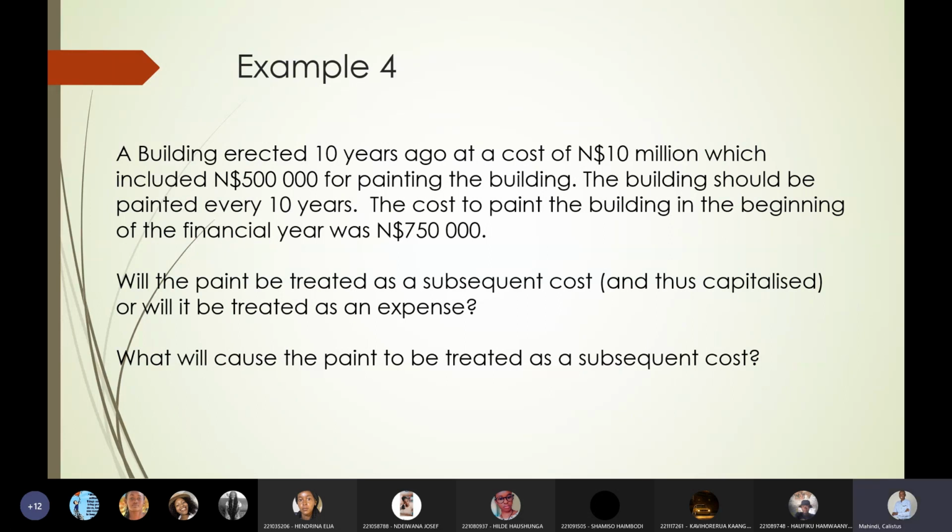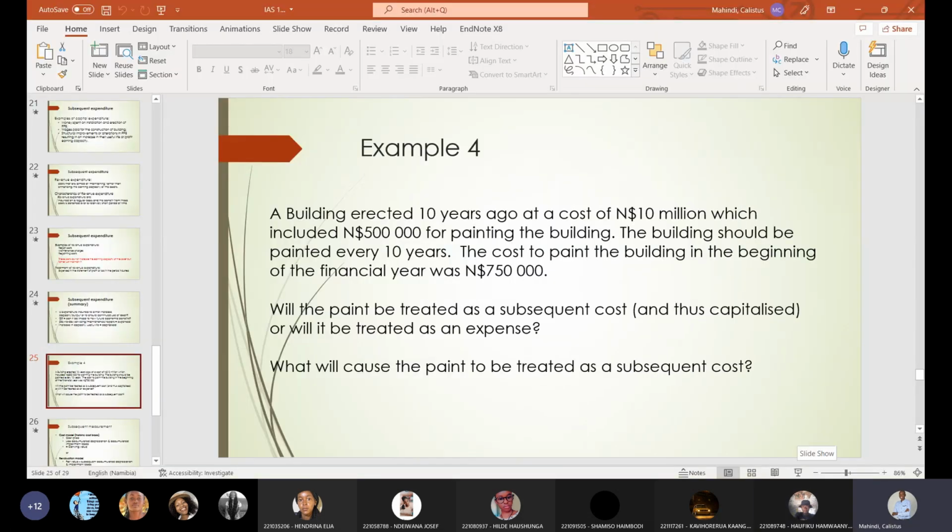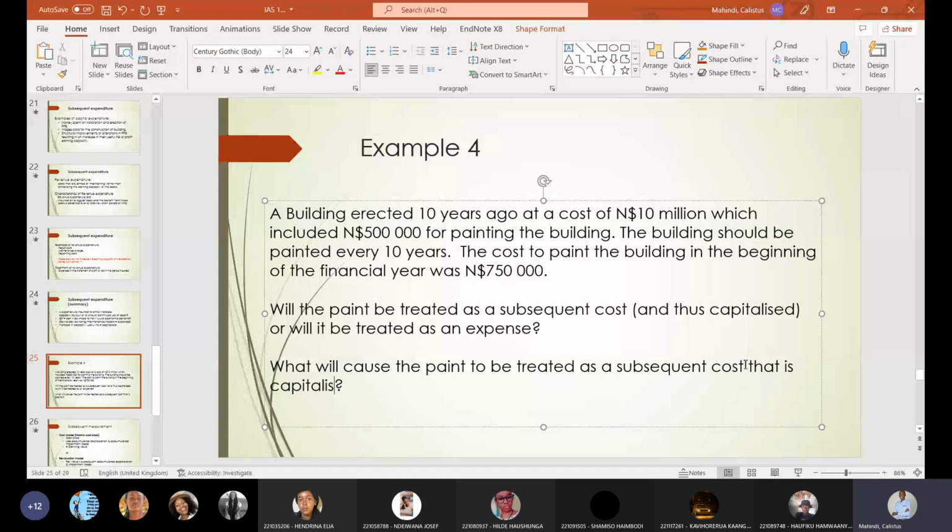I expect input. Will the paint be treated as a subsequent cost and thus capitalized, or as an expense? So let us deal with the first question. Will the paint be treated as a subsequent cost and thus capitalized, or be treated as an expense?